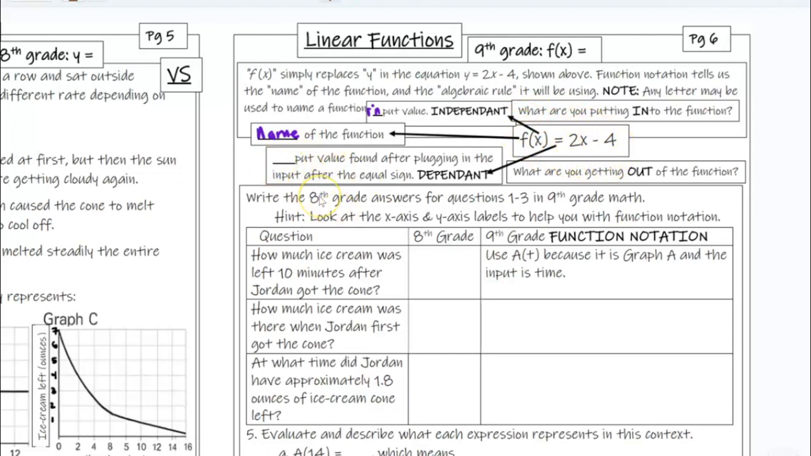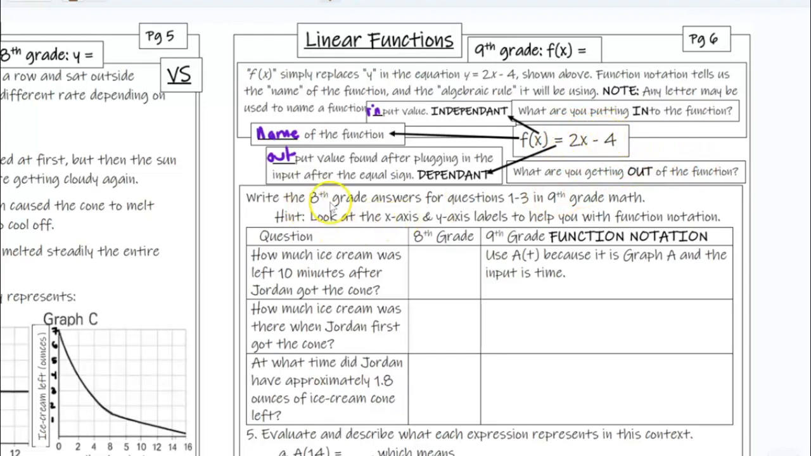So this is going to be the output value, found after plugging in the input after the equal sign. This is the dependent value. It's called dependent because this output is dependent on the input x, because to get this output, you're going to take 2 multiplied by the input. So it depends on the input, whereas the input is independent because it does not depend on anything. So what you're getting out of the function is what comes after the equal sign.